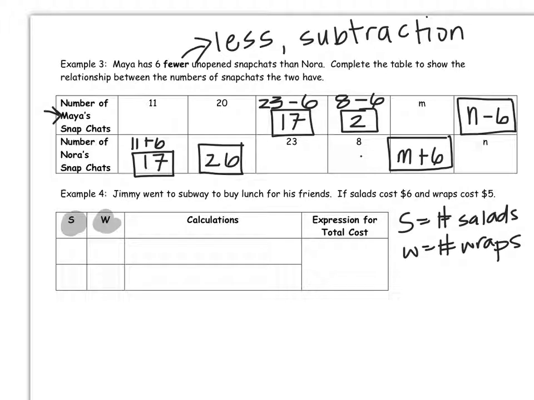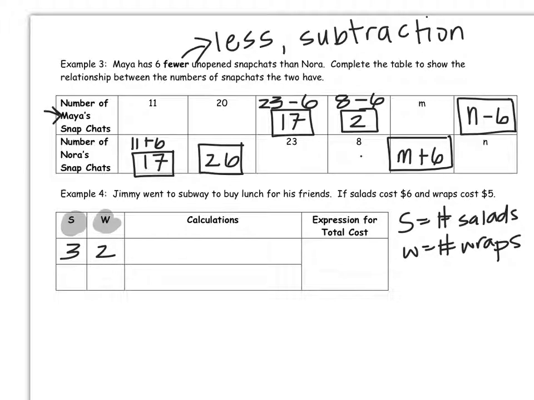So for the first part, we're just going to make up what could possibly happen. So if Jimmy was going to Subway to buy lunch for his friends, let's pick a reasonable number of salads that he might buy. I don't know, maybe like 3 salads. What if Jimmy bought 3 salads and maybe like 2 wraps? That's an okay scenario. That means he has 5 friends total, because 3 plus 2.